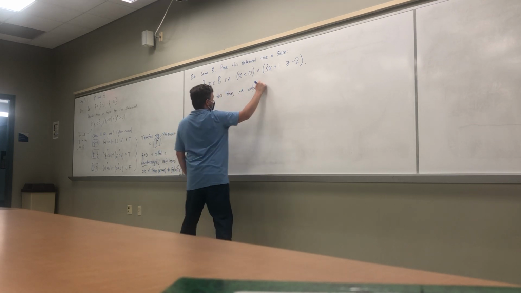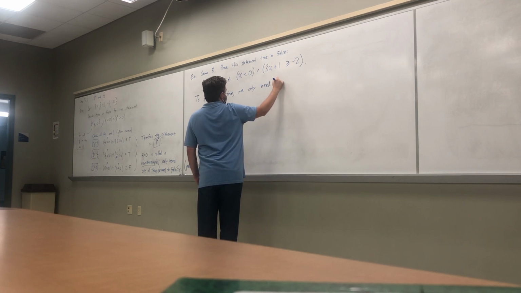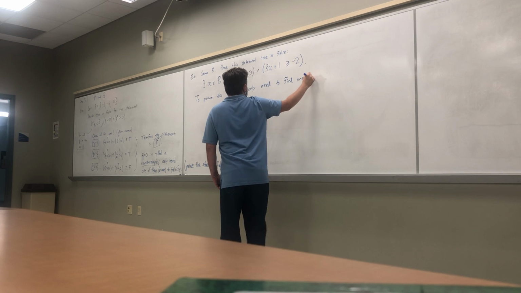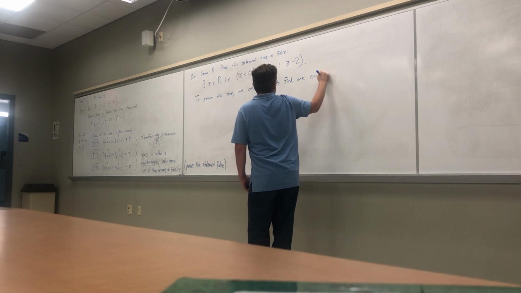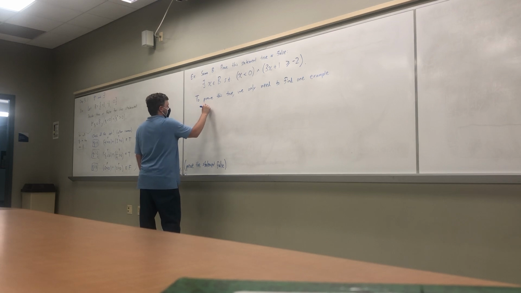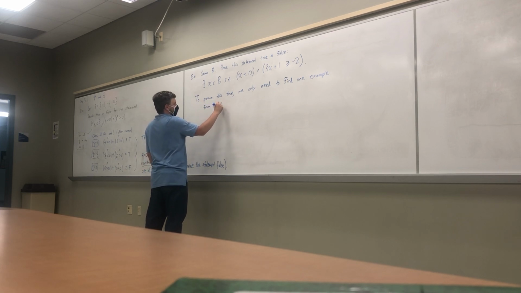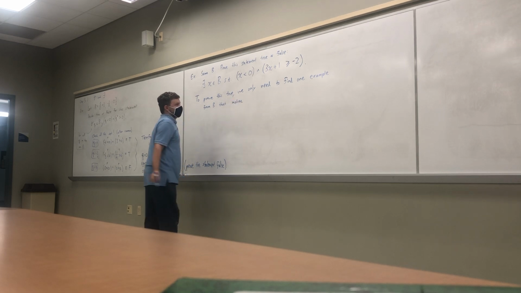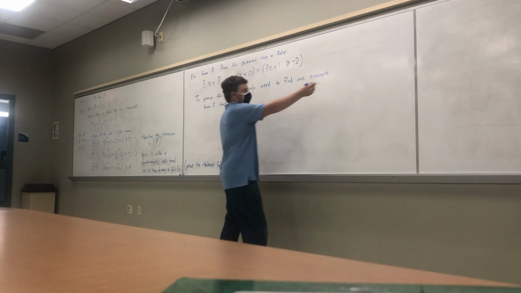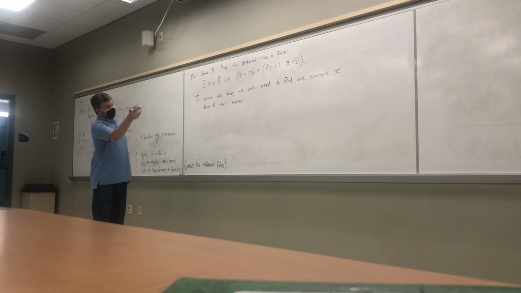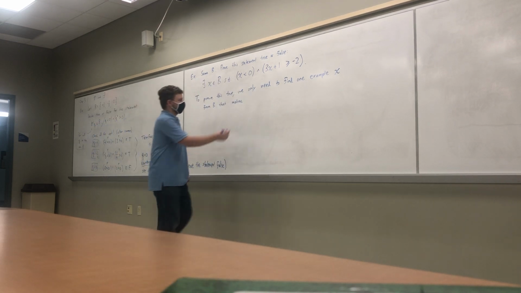we only need to find one example from B that makes, so one example X, some X from B that makes the part after the such that true.